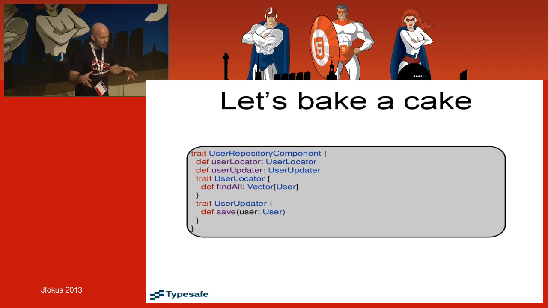So the cake pattern is a pattern to sort of use dependency injection without using a tool for that. So here's how to do it. First of all, we create a user repository component, and this component contains two services, a user locator and a user updater. And then we define these traits. In the user locator, we can call the method findAll. It's returning a vector of users. And then we have the user updater. That's just a save method. So that's the interface definition.